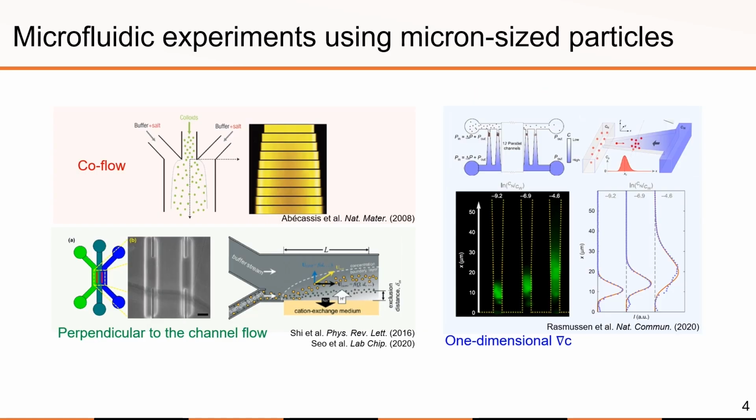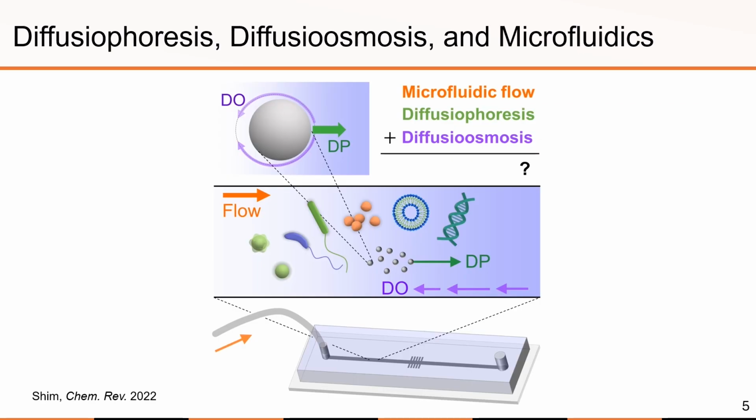Since 2008, microfluidics has become an extremely popular platform for studying diffusiophoresis of micron-sized particles. By using various channel designs, scientists were able to create steady-state or transient concentration gradients of solutes. These system designs and more detailed features of microfluidic diffusiophoresis experiments are thoroughly discussed in my recent review article.